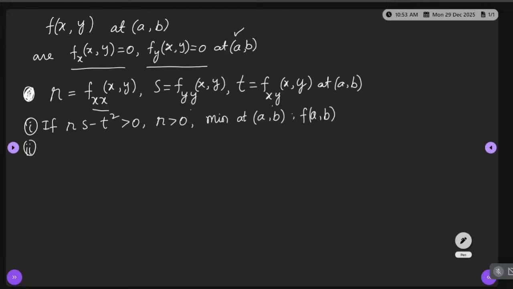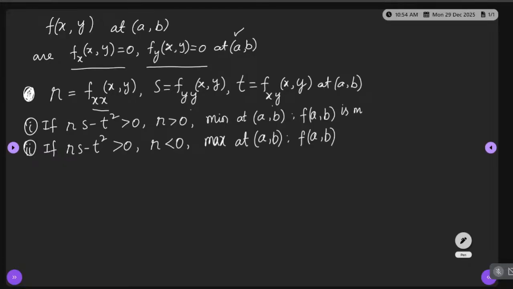Next, if rs minus t square is greater than 0 and r less than 0, then the function attains maxima at (a,b), and f of (a,b) is a maximum value.